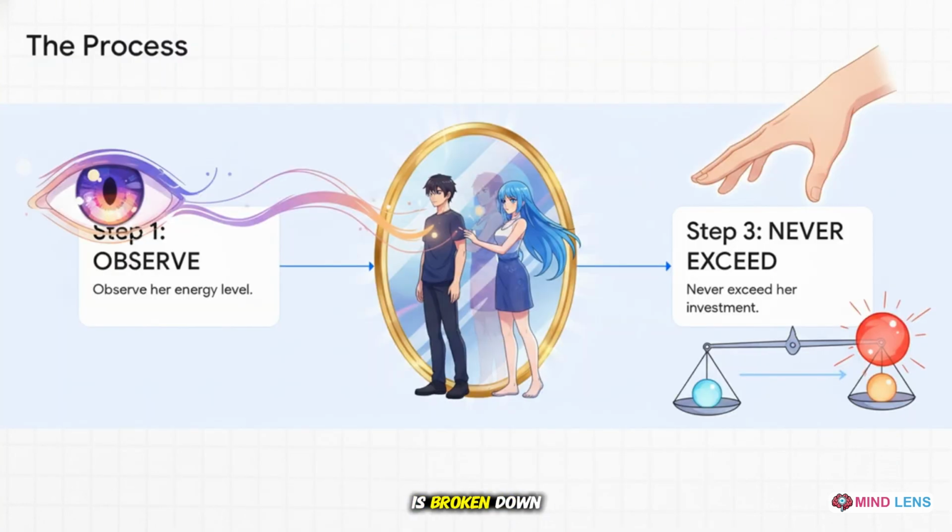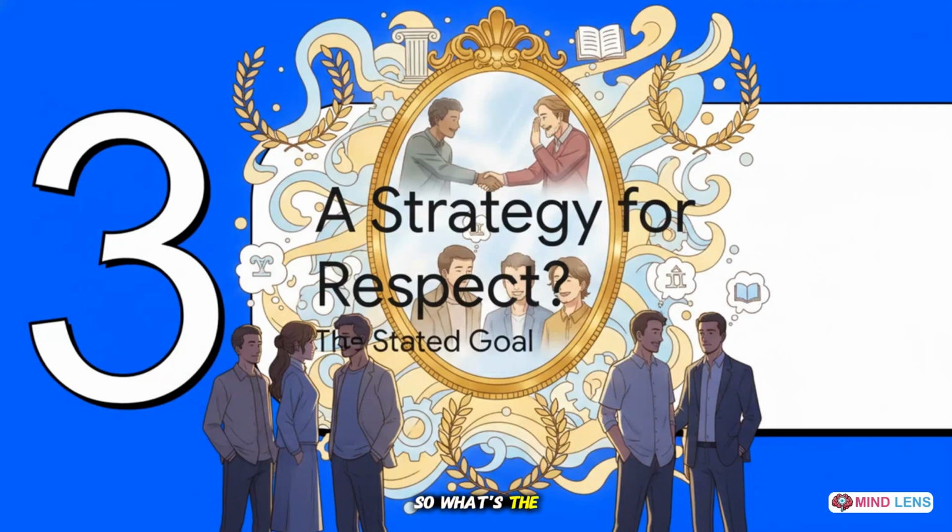And the process is broken down into this really simple 3-step loop. Step 1, just observe. What's the energy level you're actually getting? Step 2, reflect that exact same level right back. And then step 3, this is the golden rule of the whole method, never exceed her investment. The whole point is to stop yourself from overcompensating or trying to fix everything by throwing more energy at the problem than you're getting.